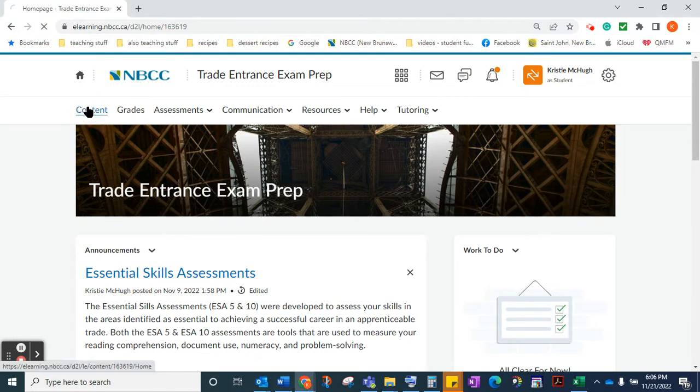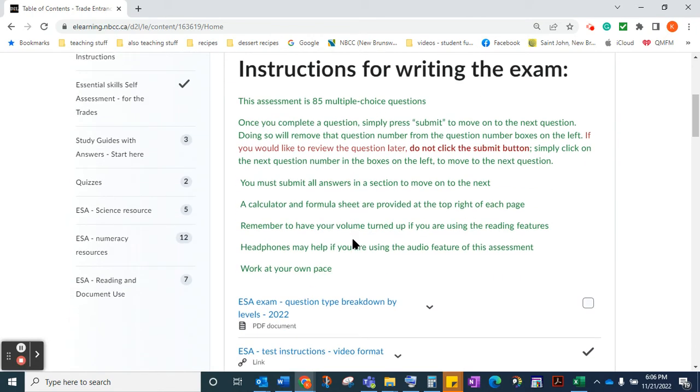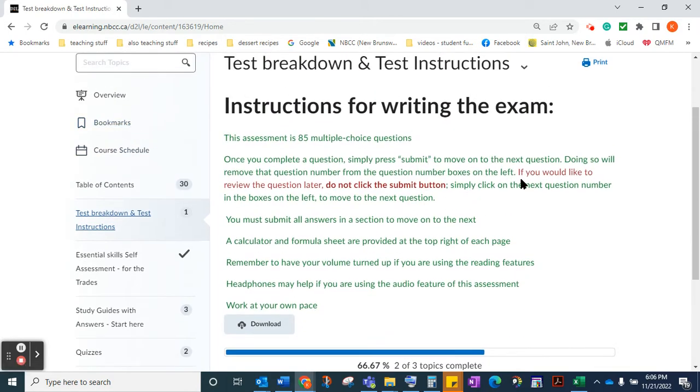Okay, in the content, you're going to find a bunch of stuff, good stuff. Very first thing I want you to notice here in the table of contents is we have instructions here for writing the exam. You may think, oh my God, please, you're going to show me where the instructions are? But yes, a lot of students have some issues. Number one, there's a calculator and a formula sheet provided in the exam in the upper right hand corner. That'll be helpful to know when you get there. Some students never even noticed it. If they don't read, you don't necessarily find that information.